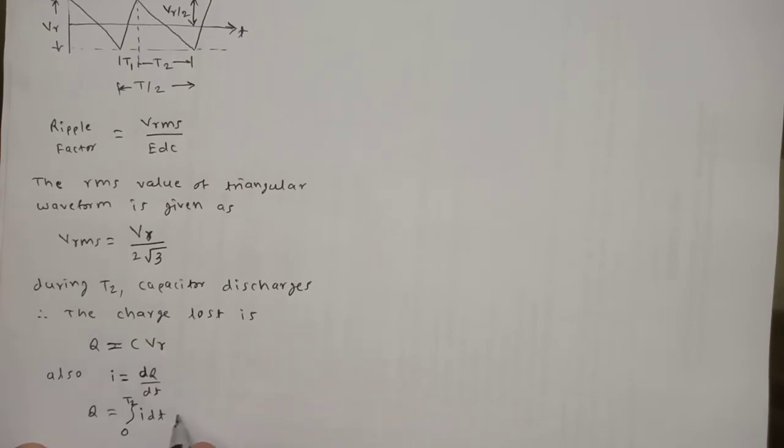So further this can be written like IDC, meaning the average current which is flowing during the time t2 only. So I will write Q is equal to IDC into time interval T2. Here I have got two equations for the charge Q, which is getting lost during the time interval T2. This is one expression for Q, and this is another expression for Q. It means this term is comparable with the term IDC into T2.